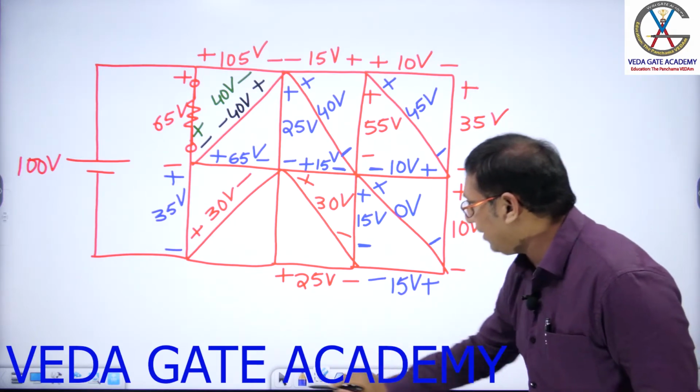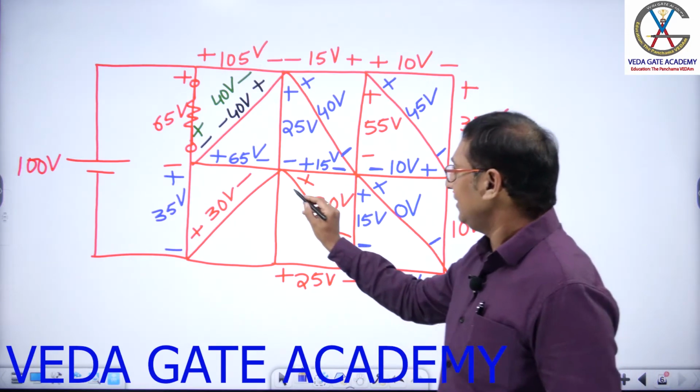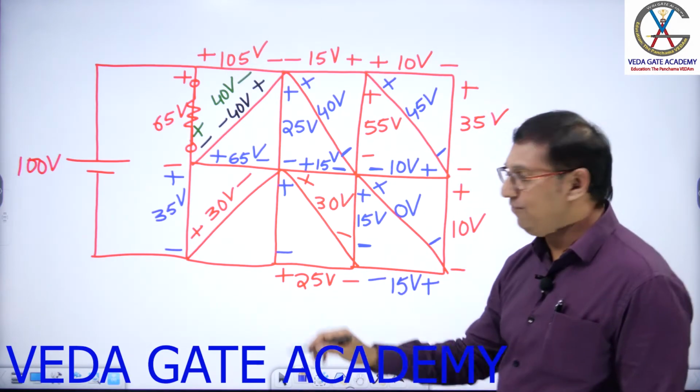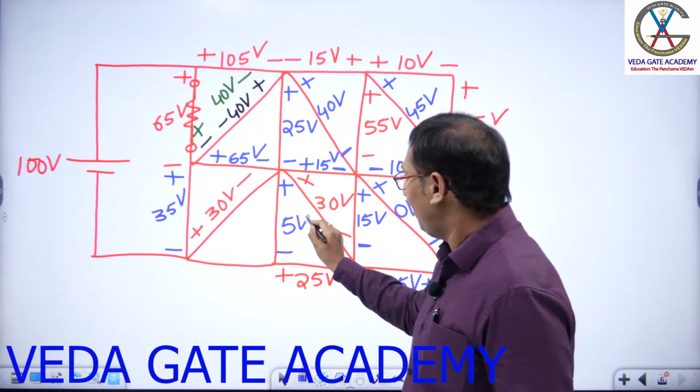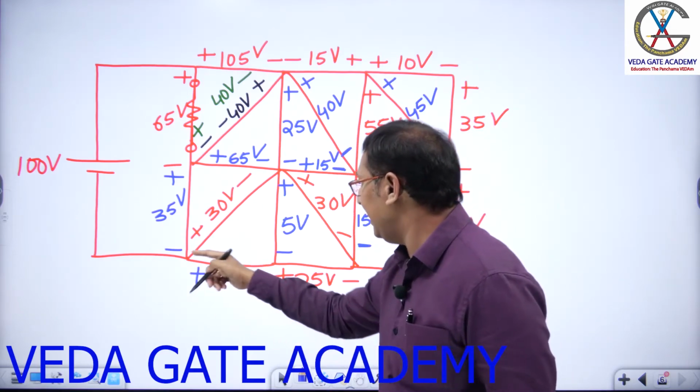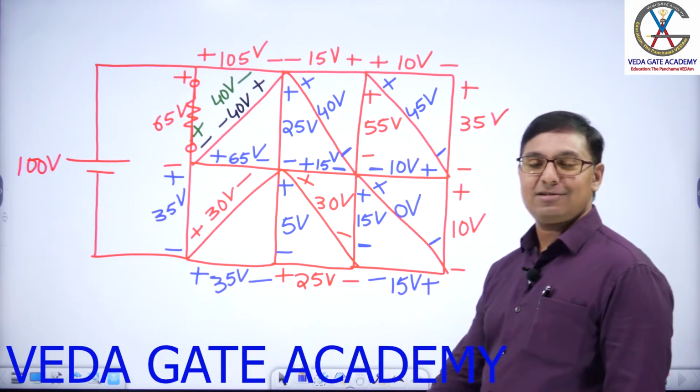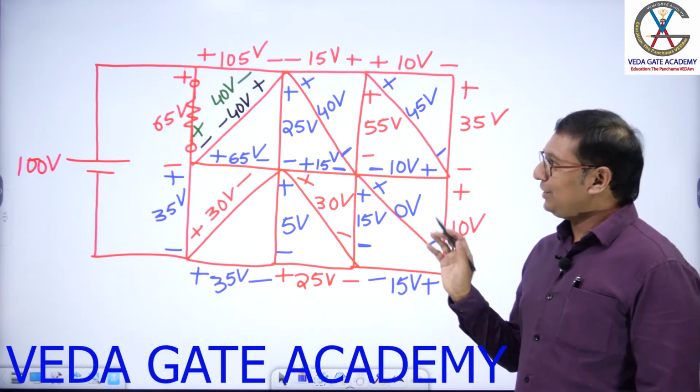Now let us go in calculating other branch voltage. Come on, sir. Tell me what is this branch voltage. Put plus here, minus here. Plus 30 minus 25. What is this value, sir? Plus 5 volts. I want this branch voltage. Plus 30 plus 5. How much? 35 volts. So these are the branch voltages.